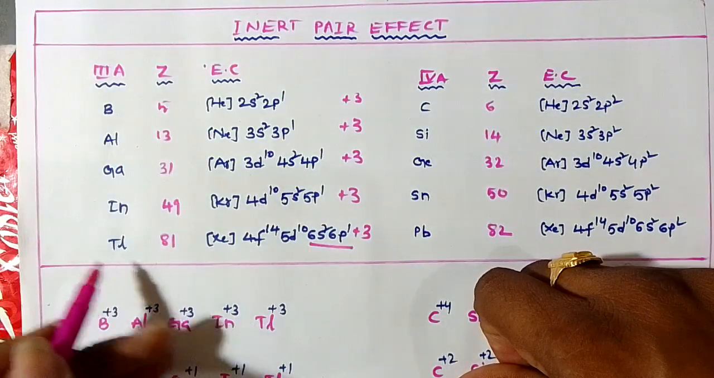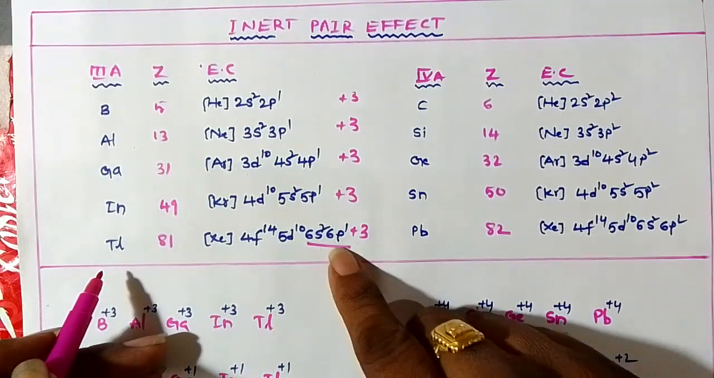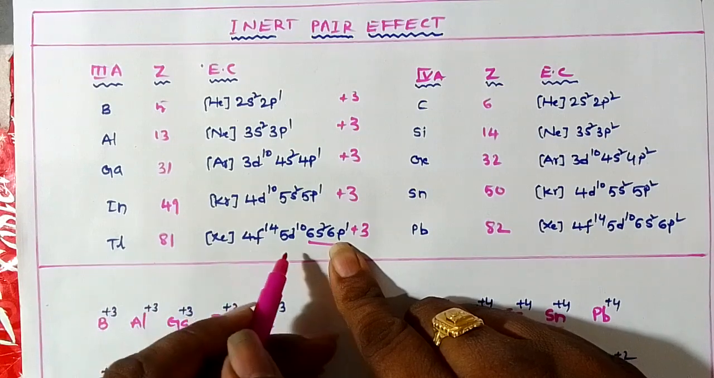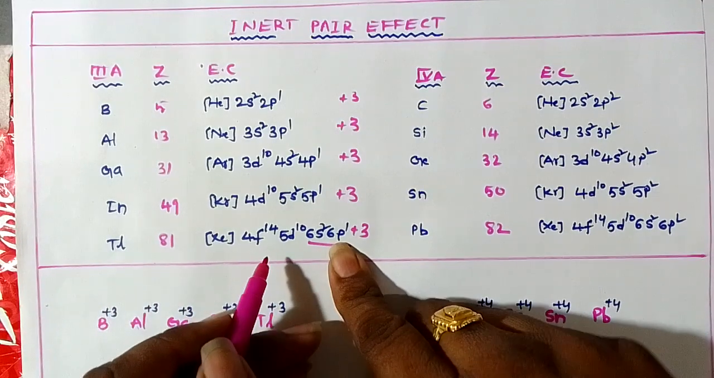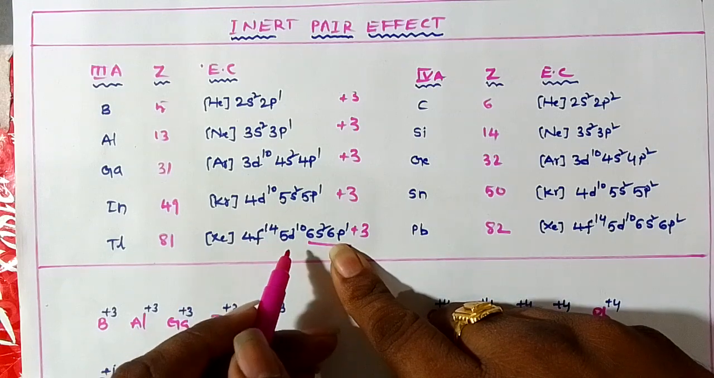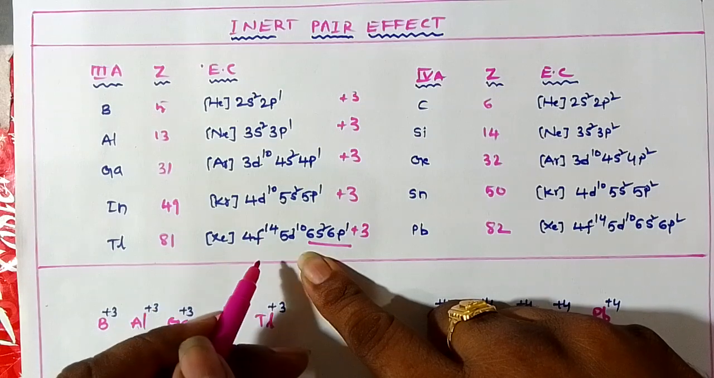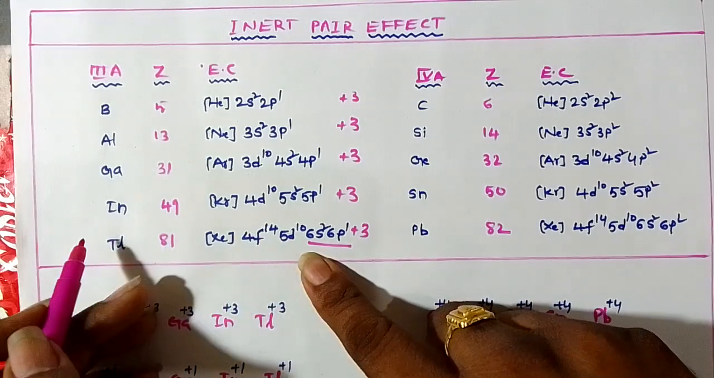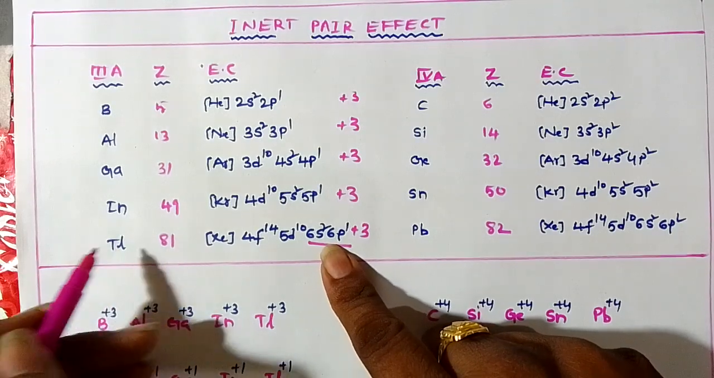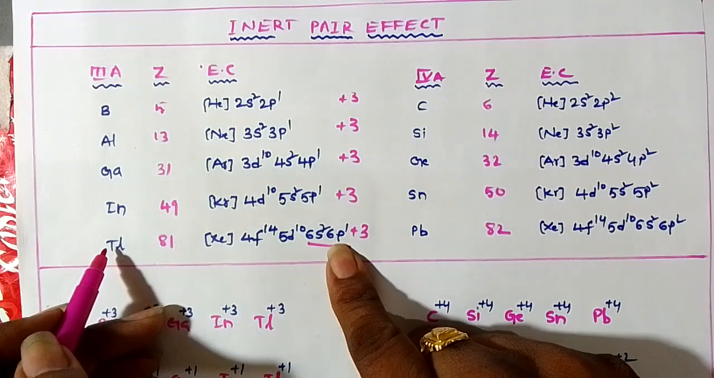Now coming to thallium. The electron configuration of thallium is xenon 4f14 5d10 6s2 6p1. So thallium contains f and d orbitals. Already you know that f and d orbitals are poor shielding orbitals. That means these f and d orbitals cannot screen, or cannot stop, the nucleus force of attraction from falling on valence electrons. That's why the nucleus force of attraction is more on valence electrons.